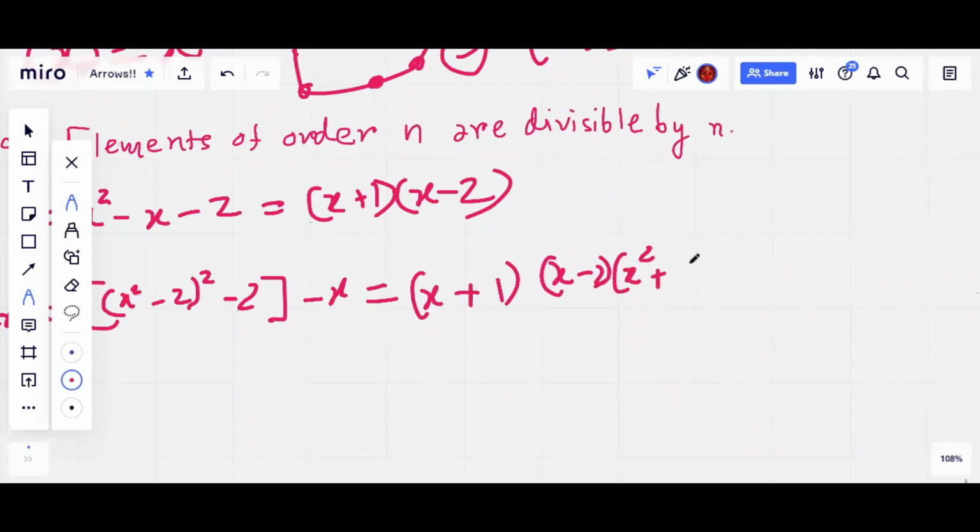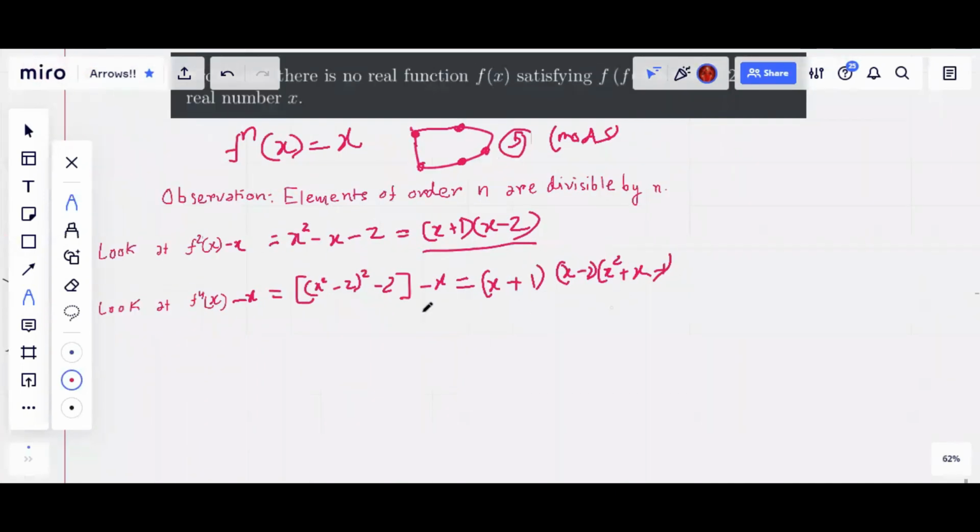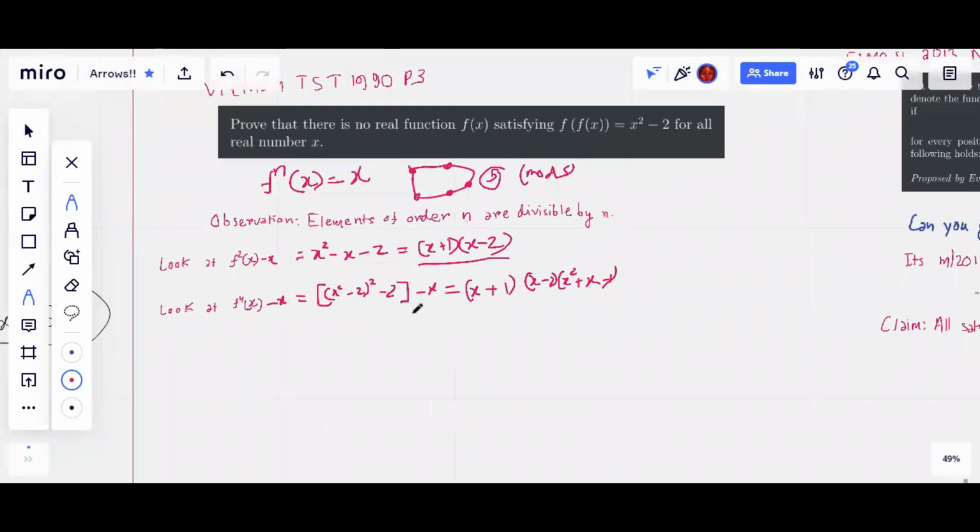So now this seems a little magical. You have these two terms here and also here. So how do you use it to get a contradiction? Like you are assuming that such a function exists, but you need to find a contradiction which forces the function to not exist.